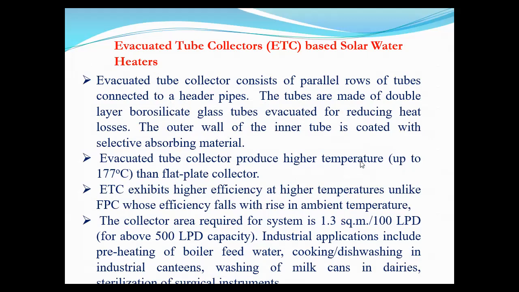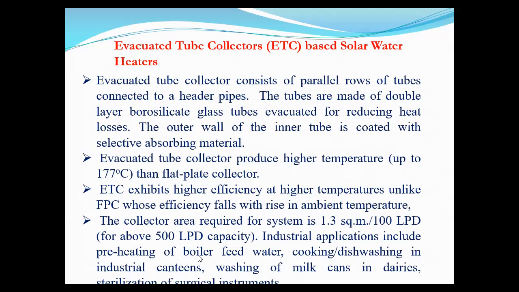Evacuated tube collector produces high temperature up to 177 degrees Celsius, more than the flat plate collector. The evacuated tube collector achieves higher efficiency at higher temperature. The collector area required for the system is 1.3 square meter for 10,000 LPD. In case of flat plate collector, we require 2 square meter.